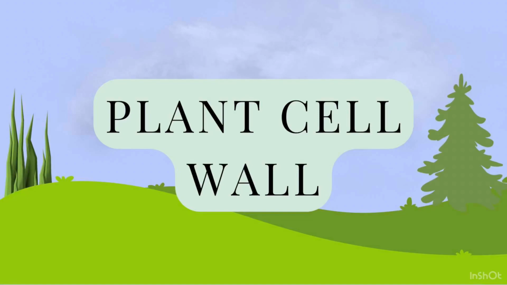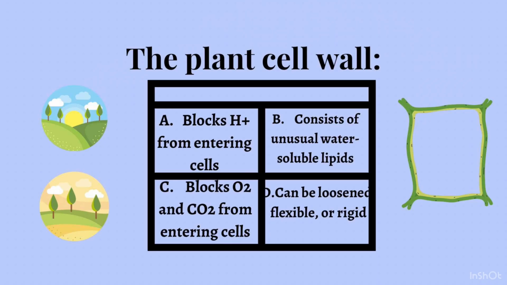Today we're going to be looking at an example problem about plant cell walls. So, does the plant cell wall: A, block H plus from entering cells; B, consist of unusual water-soluble lipids; C, block O2 and CO2 from entering cells; or D, can be loosened, flexible, or rigid?